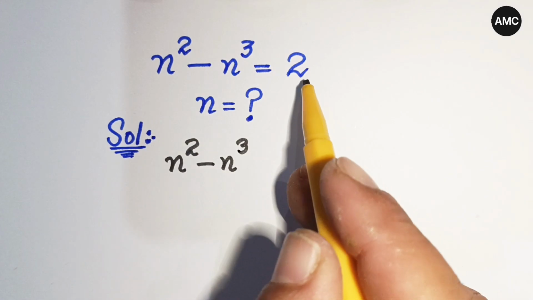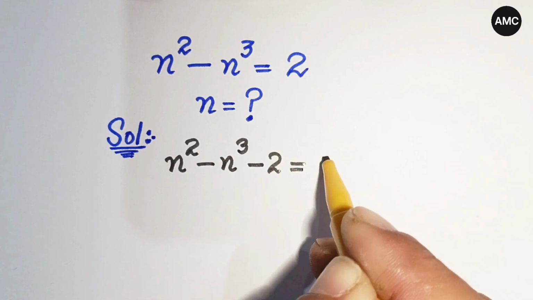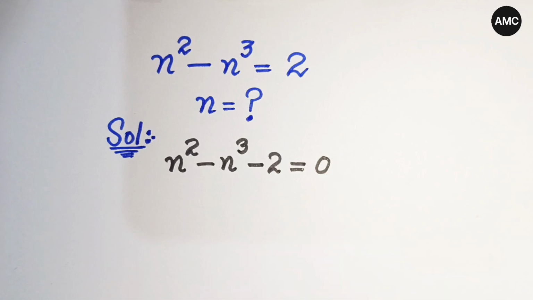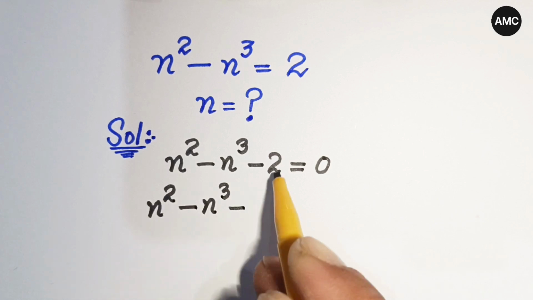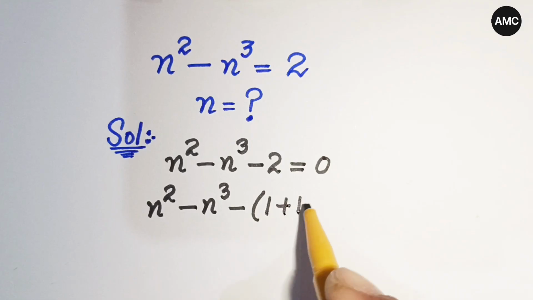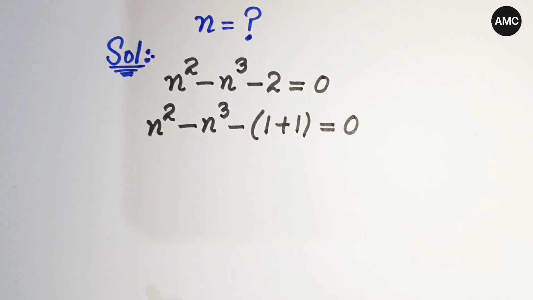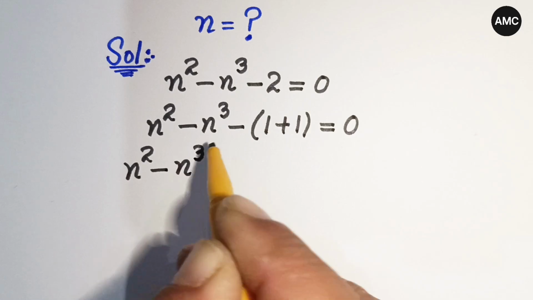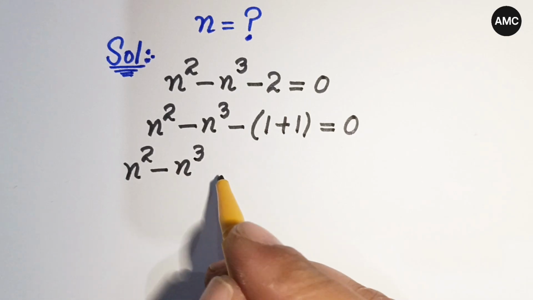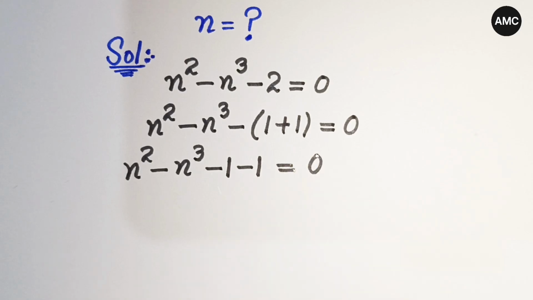First of all, we are going to shift this plus 2 to our left hand side, then it will be minus 2, which is equal to 0. Now if we split this 2, n squared minus n cubed minus 2 can be written as 1 plus 1 is equal to 0. Now n squared minus n cubed, applying this negative sign into parentheses, we will get minus 1 and minus 1 is equal to 0.